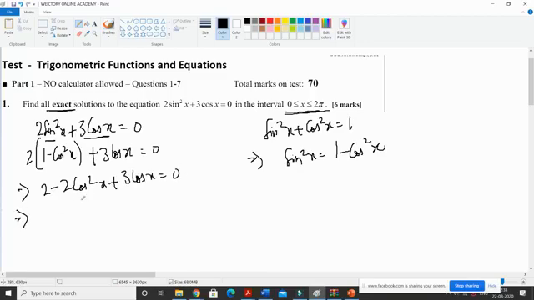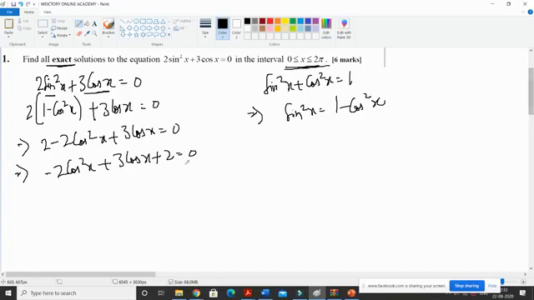Okay, so if you arrange it properly, you will find minus 2 cos square x plus 3 cos x plus 2 equals 0, right? So as you can see, this is a quadratic in terms of cos. To make it clearly visible that it is a quadratic function in terms of cos, we can assume that let cos x is equal to t. Okay, so let's assume cos x is t, so you will get minus 2 t square plus 3t plus 2 equals 0, right?